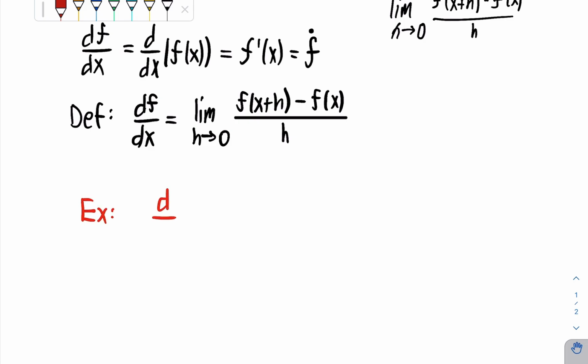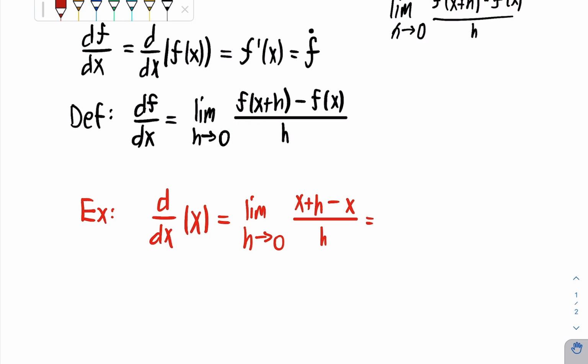Example: find the derivative of the linear function. This is equal to the limit as h goes to 0 of, f of x plus h is just going to be x plus h, minus x, over h, which is equal to the limit as h goes to 0 of h over h, which is equal to 1. So thus we have found that the derivative of x is equal to 1.